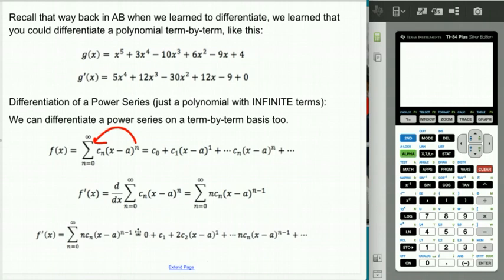Sometimes I can't read. And if I list all these terms, you can see that if I differentiated my c sub 0, it would be gone because it's a constant. If I differentiate c sub 1 times x minus a to the first, the 1 drops down in front and then the x minus a is gone. Oh, look, that's just c sub 1. If I differentiate moving forward, that's what happens. So let's go ahead and differentiate.